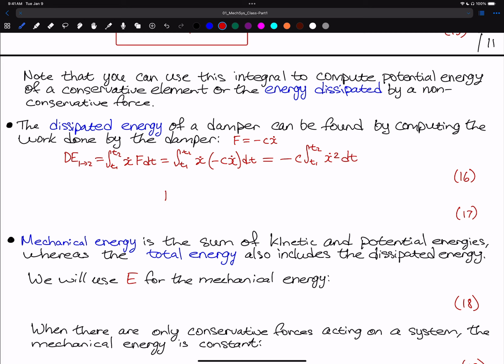Okay, so then the dissipated energy, dE 1 to 2, is equal to minus c times the integral from t1 to t2 of x dot squared dt. This is the work done by that force, which is equivalent to the dissipated energy.